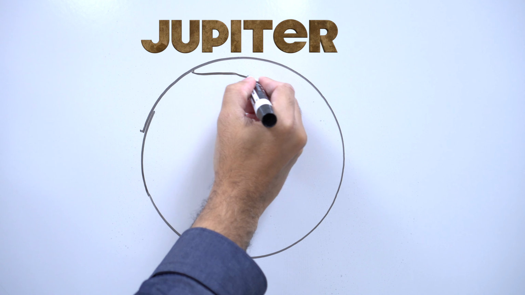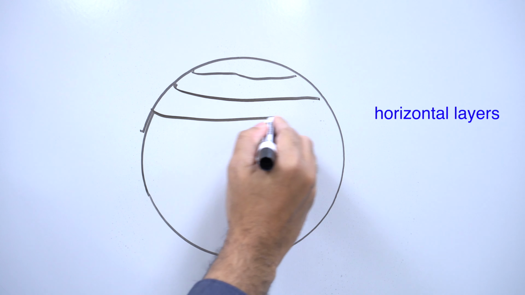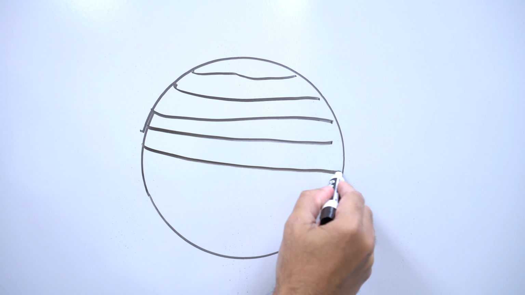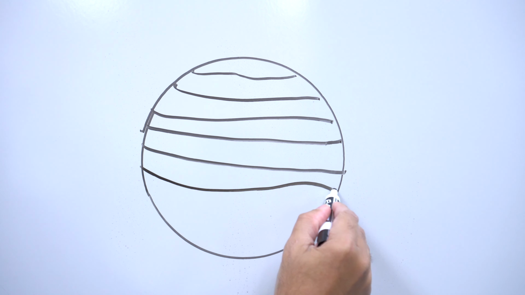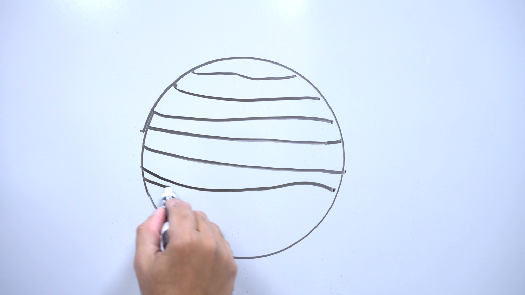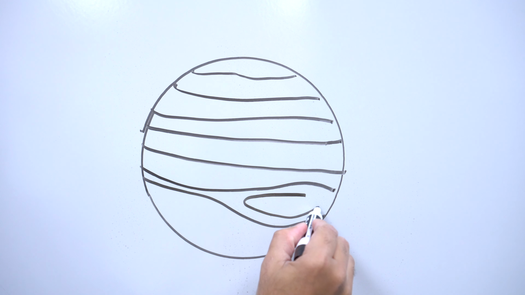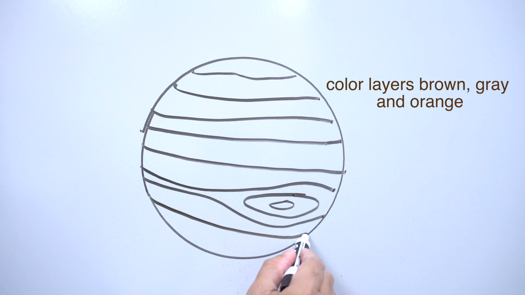Jupiter is the biggest planet in our solar system and spins the fastest. Make wavy horizontal lines for Jupiter's layers. Towards the bottom, one of the lines curves towards the top, and then another one curves towards the bottom. Put some ovals in the middle for Jupiter's famous storm.